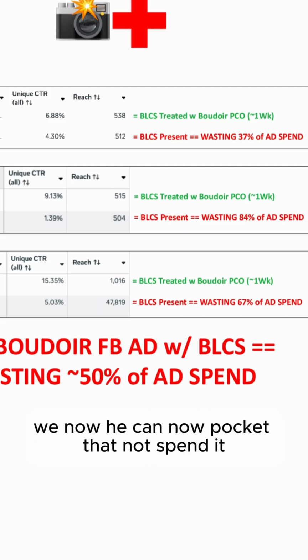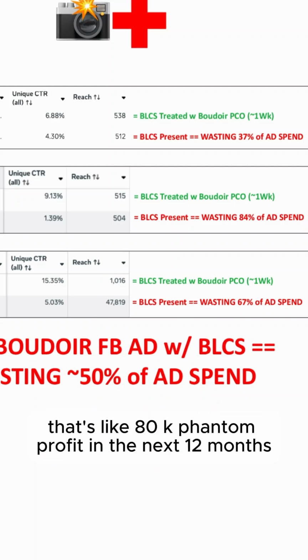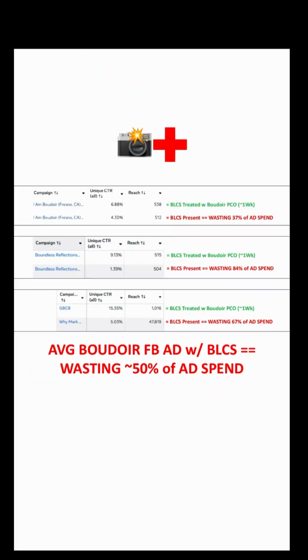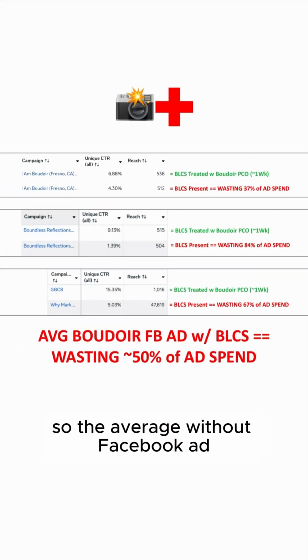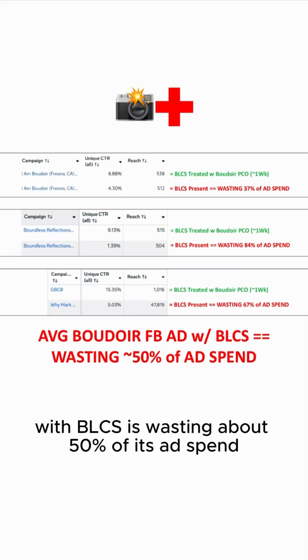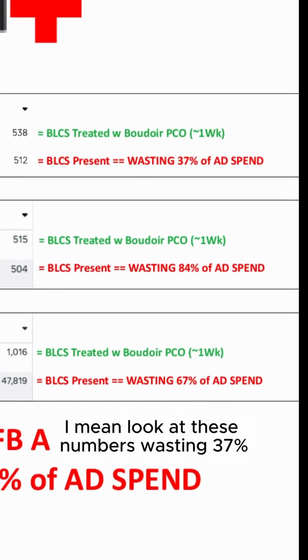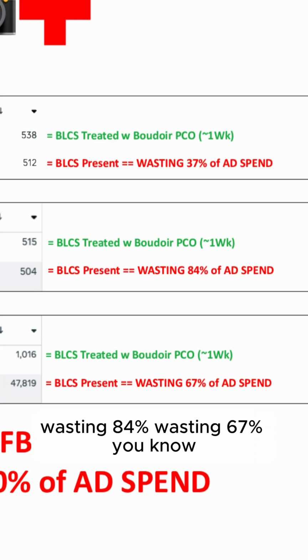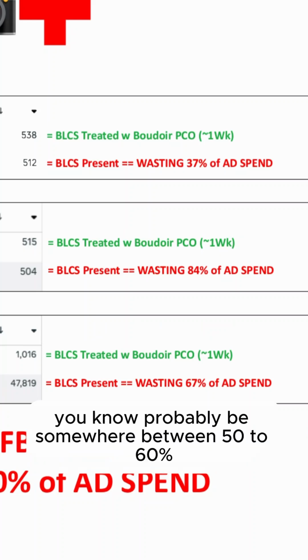He can now pocket that, not spend it. Phantom profit, that's like 80K phantom profit in the next 12 months. So the average Boudoir Facebook ad with BLCS is wasting about 50% of its ad spend. I mean, look at these numbers: wasting 37%, wasting 84%, wasting 67%. Take the average. It'll probably be somewhere between 50 to 60%.